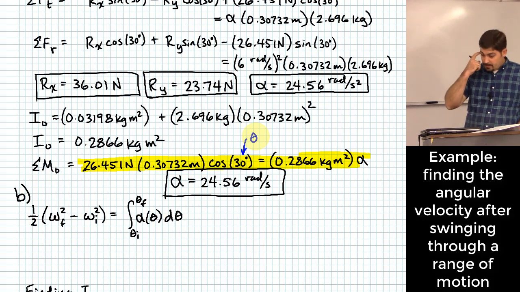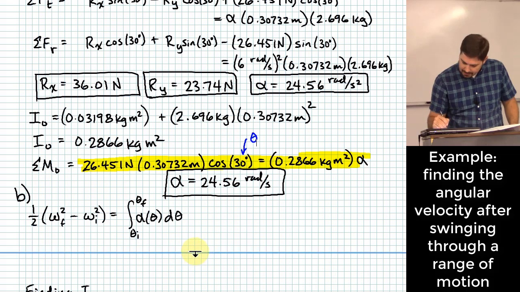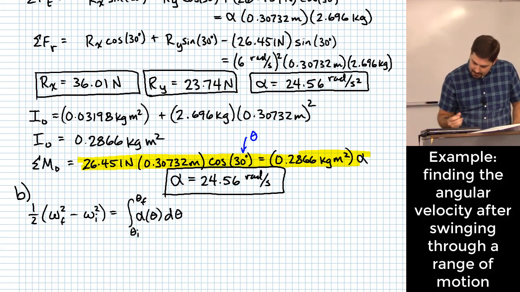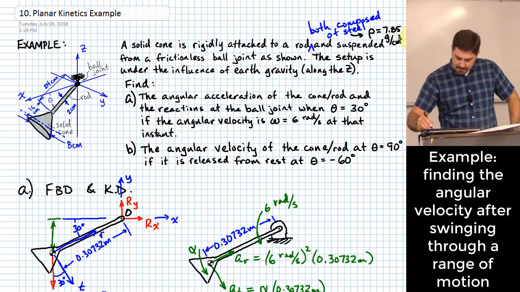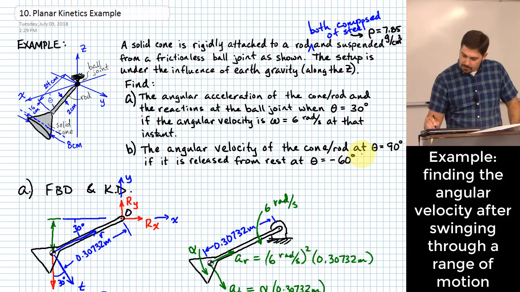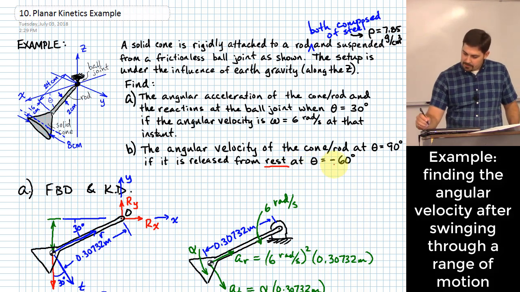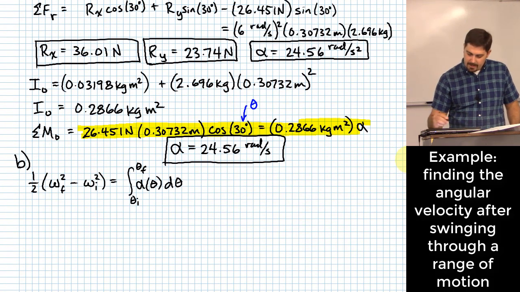So, what I can do here is kind of rearrange this a little bit and say that, oh, by the way, based on what the question was asking, it says the angular velocity of the cone and rod at theta equal 90 degrees if it is released from rest, right? If it's released from rest at theta equal negative 60 degrees, what does that mean for my omega i?